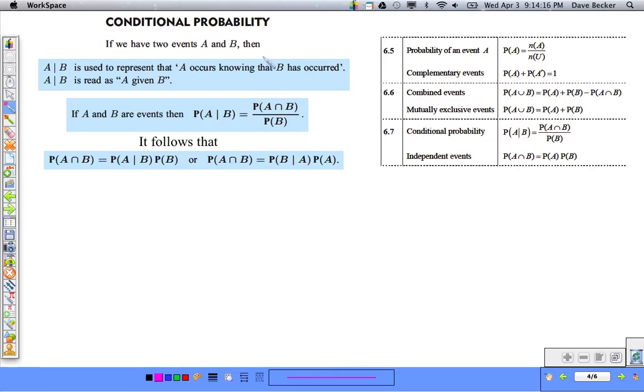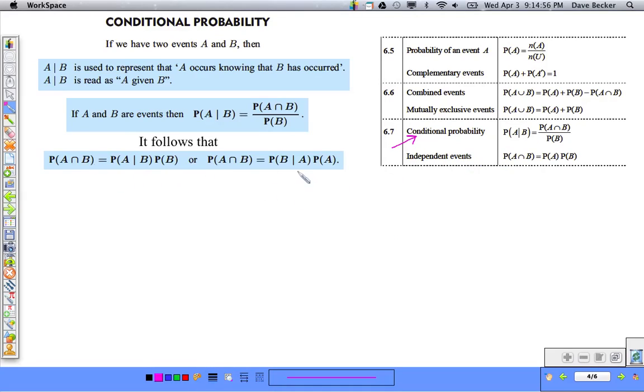Okay, conditional probability. This is just about notation, this slash mark. There's two different ways to say it. Basically, this is A given B. That's how I always read it. And what it means is it's used to represent A occurs knowing that B has occurred. I almost always say A given that B has occurred, or A given B. And if A and B are events, then the probability of A given that B has occurred is this. And that is called conditional probability. We know something, and the formula is right there.